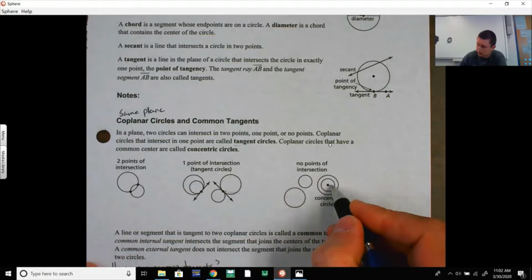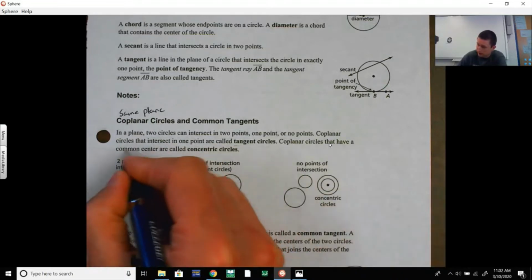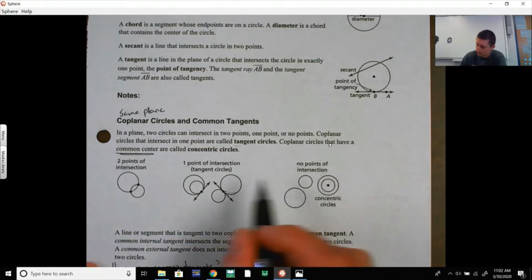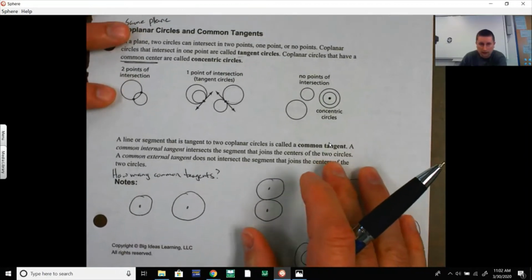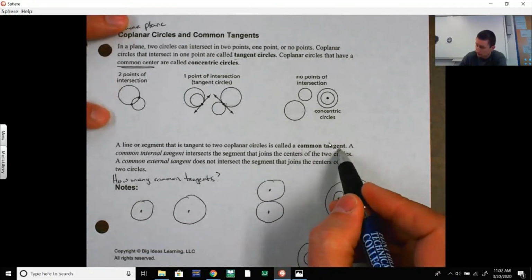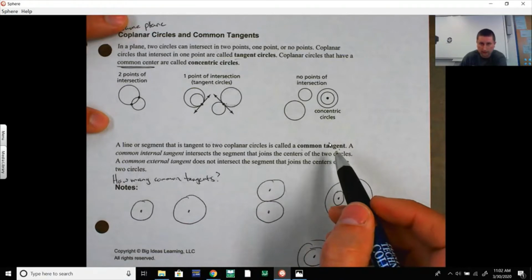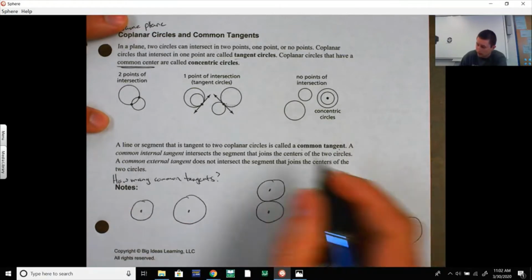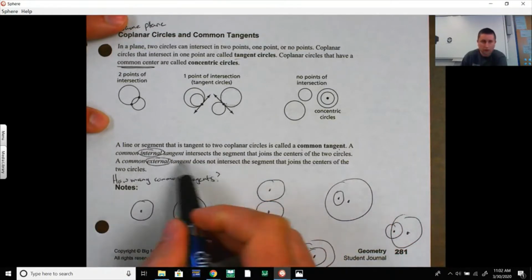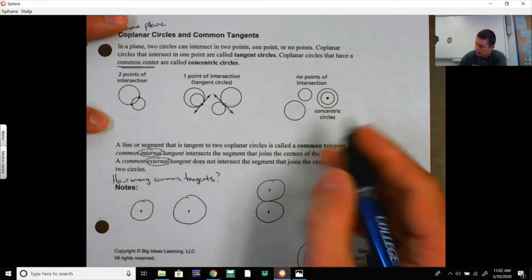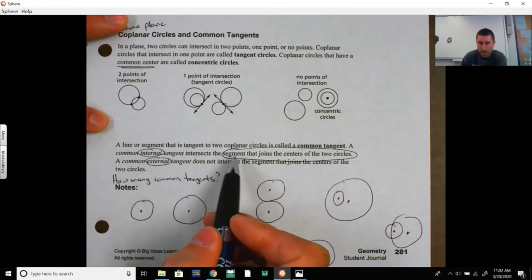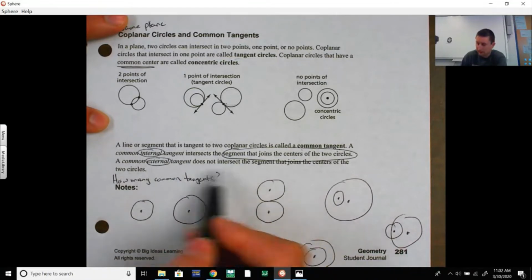Okay, this right here is a concentric circle. They have a common center. So you think of a bullseye. Those are concentric circles. Okay. This next part, a line or segment that is tangent to 2 coplanar circles is called a common tangent. So if it's tangent to 2 circles, it's a common tangent. And then you have internal tangents and you have external tangents. How you determine internal from external is the segment that joins the centers of the 2 circles. If it crosses that, it's internal. If it does not cross that, then it's external.